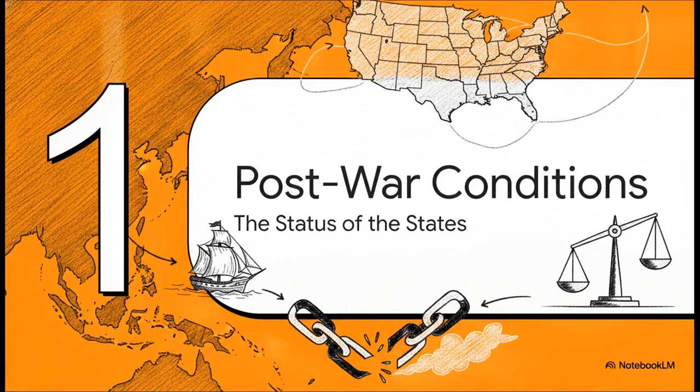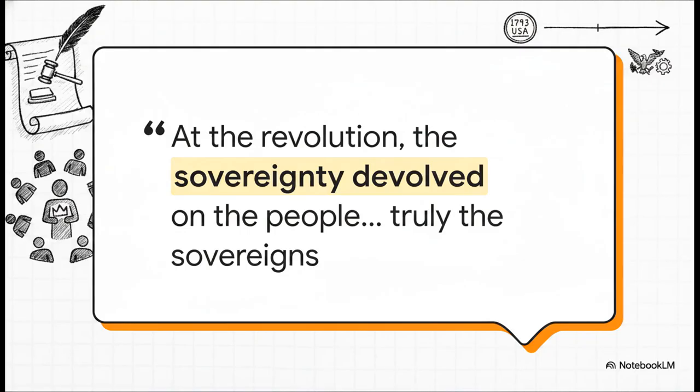All right, Part 1, Post-War Conditions, focusing on the status of the states. To really grasp the post-war shifts, we first need to set our baseline. Coming out of the Revolutionary War, as highlighted in the 1793 Supreme Court case Chisholm versus Georgia, sovereignty actually devolved directly to the people. The source texts show that the people truly became free, subject only to the common law. Think of it this way. The state itself is only sovereign because the people making up that state are sovereign.